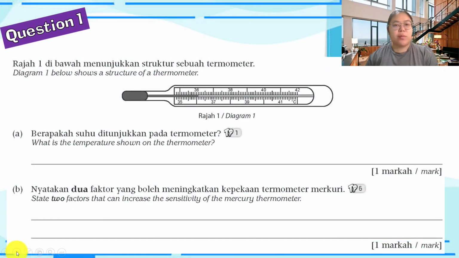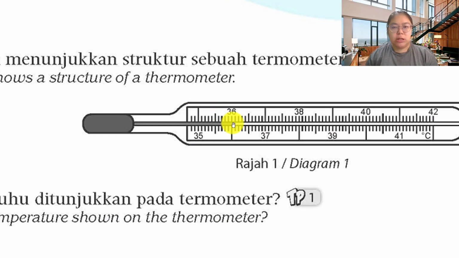Okay, this was the first question. I show about the pen first. Diagram 1 below shows the structure of the thermometer. Now, what is the temperature shown by the thermometer? So we need to check. Let's zoom in first. You can see this one is 36, is it?